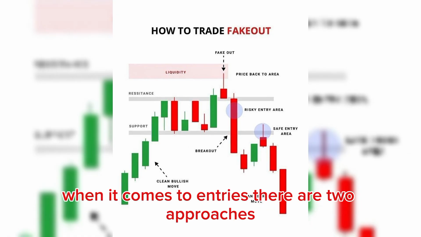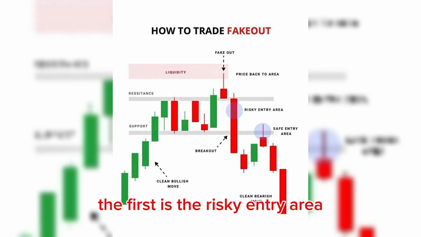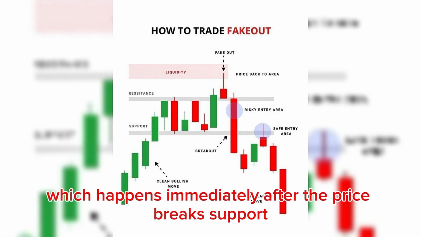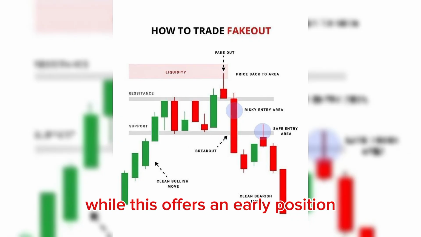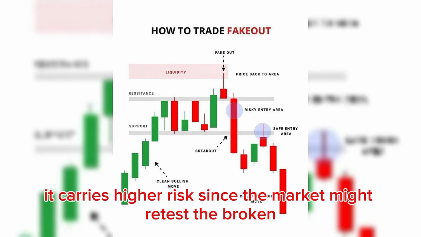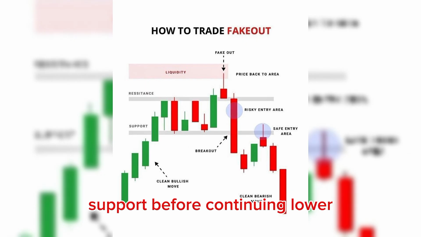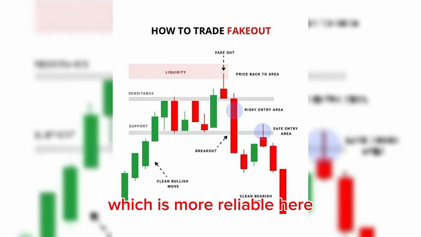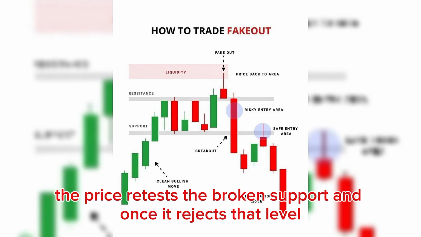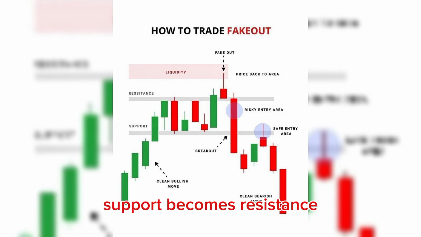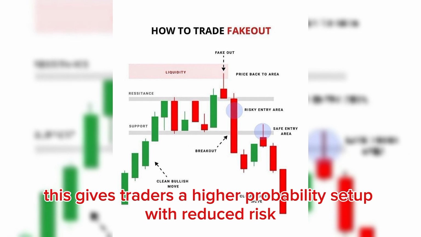When it comes to entries, there are two approaches. The first is the risky entry area, which happens immediately after the price breaks support. While this offers an early position, it carries higher risk, since the market might retest the broken support before continuing lower. The second is the safe entry area, which is more reliable. Here, the price retests the broken support, and once it rejects that level, support becomes resistance. This gives traders a higher probability setup with reduced risk.